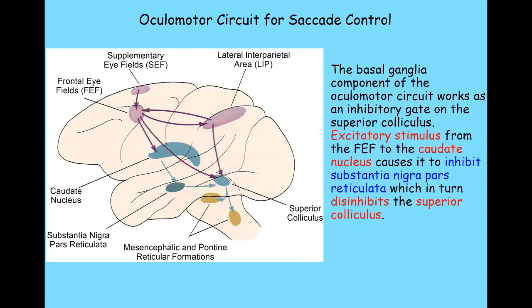Now, how does the superior colliculus do this? Well, there's a basal ganglia component of the ocular motor circuit, and it works as an inhibitory gate on the superior colliculus. It inhibits it, and it doesn't send signals. It disinhibits it, and it does. Excitatory stimulus from our frontal eye field up here goes to the caudate nucleus and causes it to inhibit the substantia nigra pars reticulata. And this in turn disinhibits our superior colliculus and allows it to send signals to the mesencephalic and pontine reticular formations.